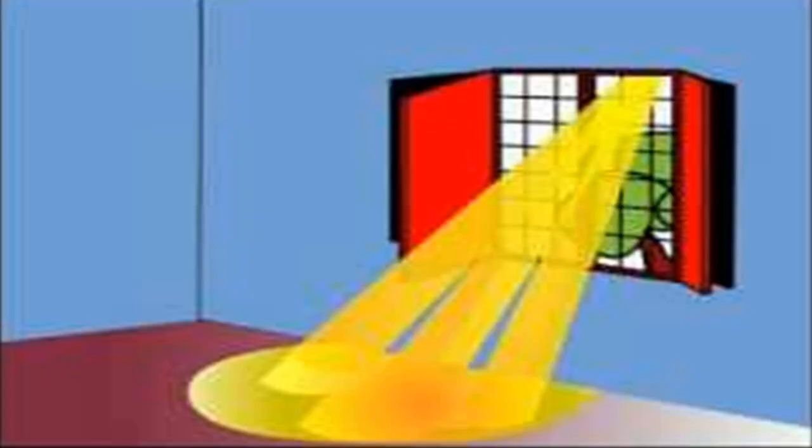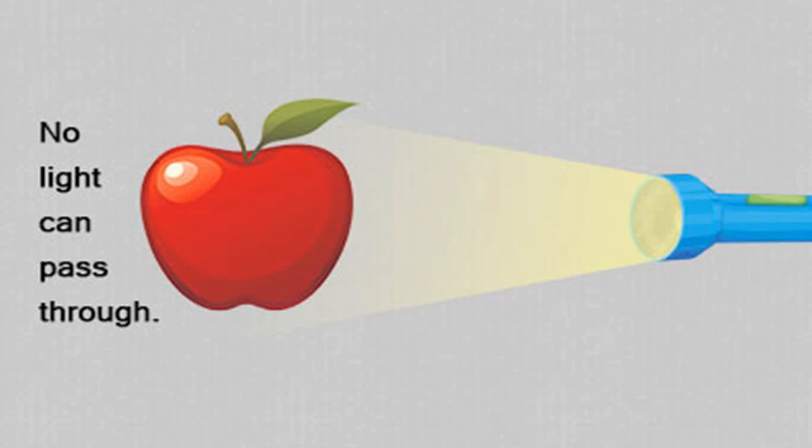Light travels in straight lines called light rays. When light rays hit an object, light can either pass through the object or get blocked by the object. So children, this is all for today about light and its properties.